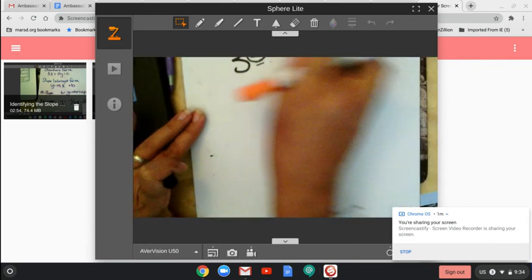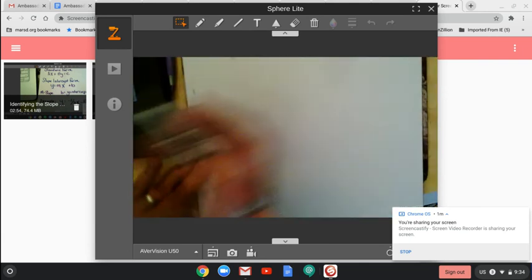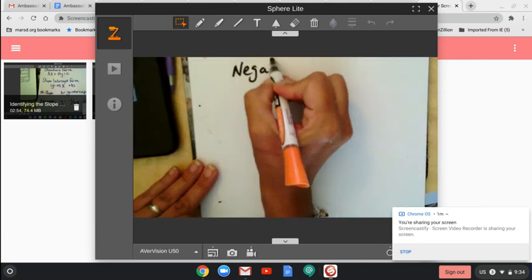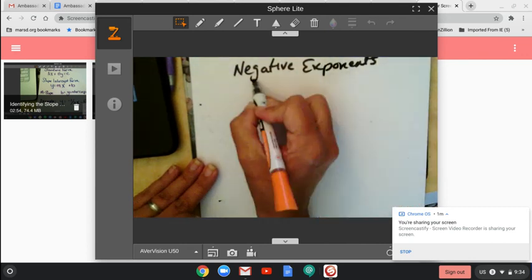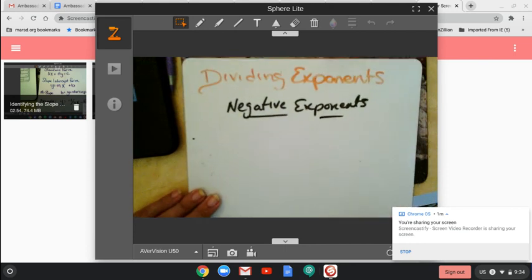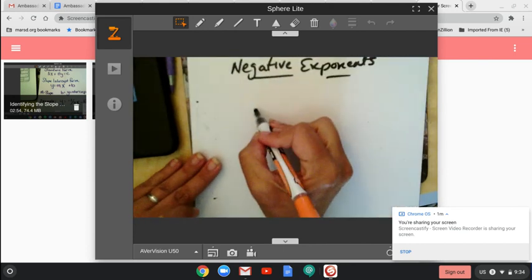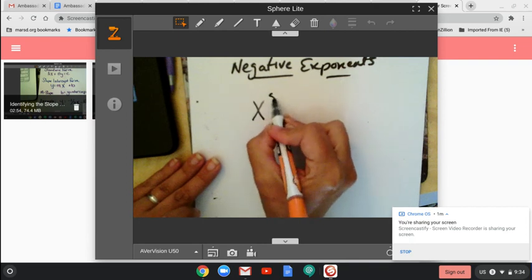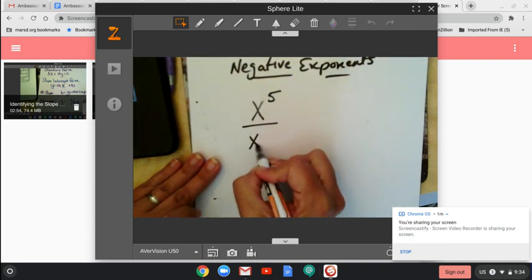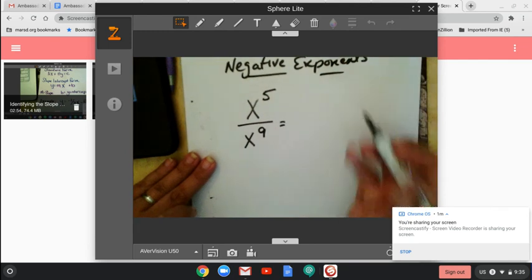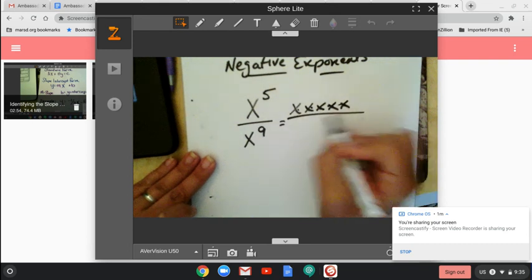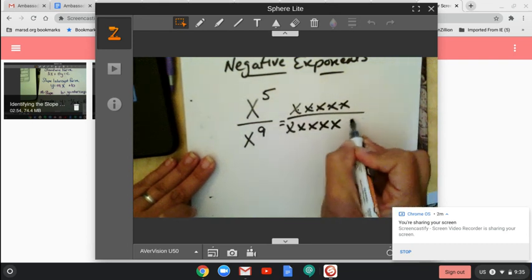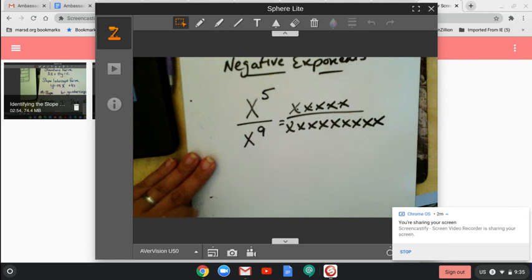Okay. Now let's talk about what happens if you get a negative exponent. So many times your teacher will say, write your answer using positive exponents when you're dividing exponents. So let's look at one like that. Okay, so in this case, I would have 1, 2, 3, 4, 5 on the top. And I would have 1, 2, 3, 4, 5, 6, 7, 8, 9 of them on the bottom. Okay, we don't want to do all this work, but if you wanted to, you could.